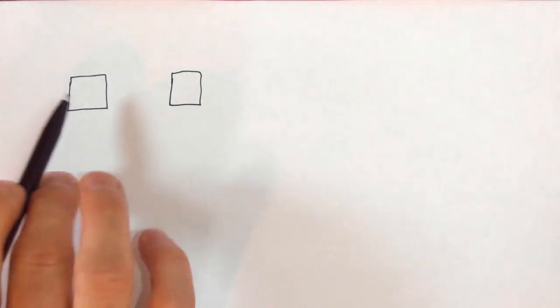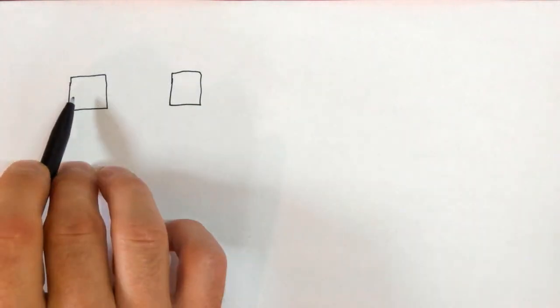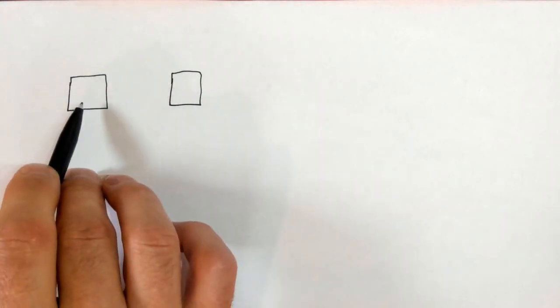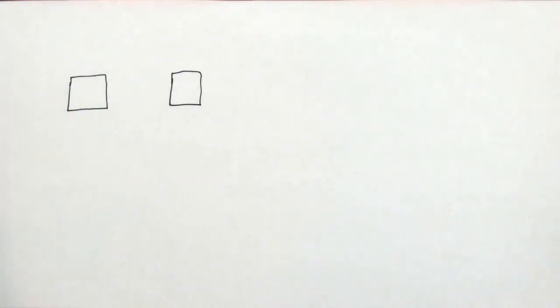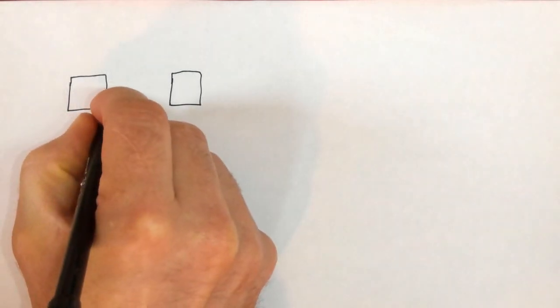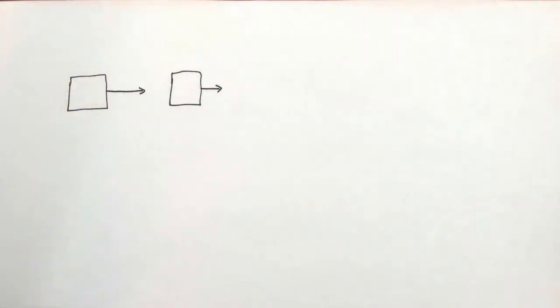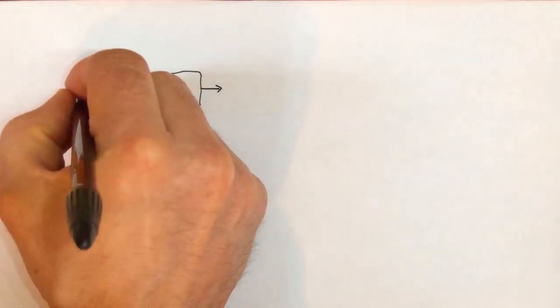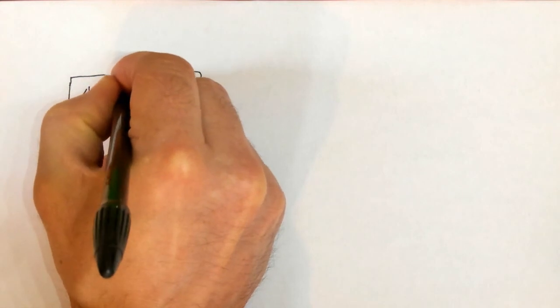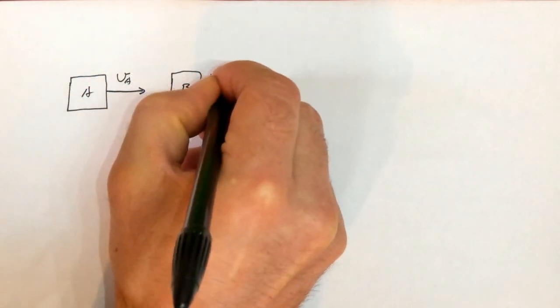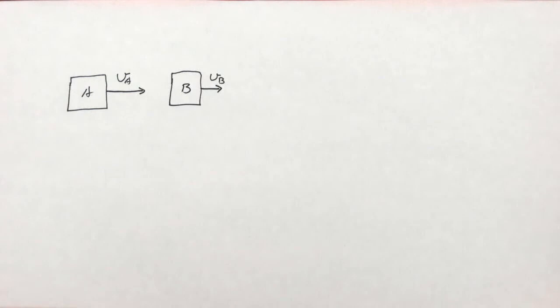Let's consider two objects. Let's say they're two blocks that are moving along and they collide with each other. So for that to happen, let's say that this one is moving that fast and this one is moving that fast. And so I'm going to call this A and B. Therefore, this would be VA. This would be VB.